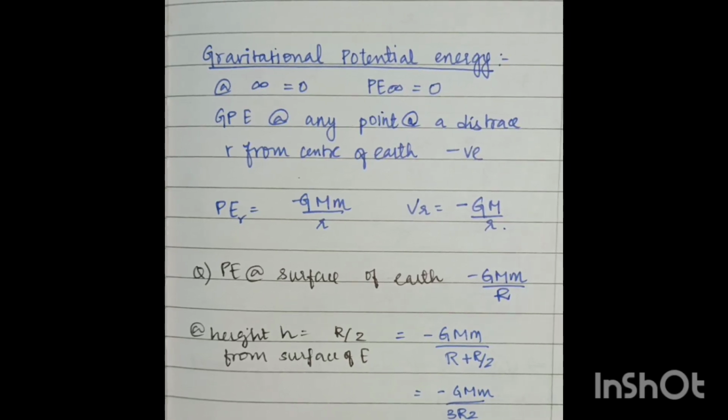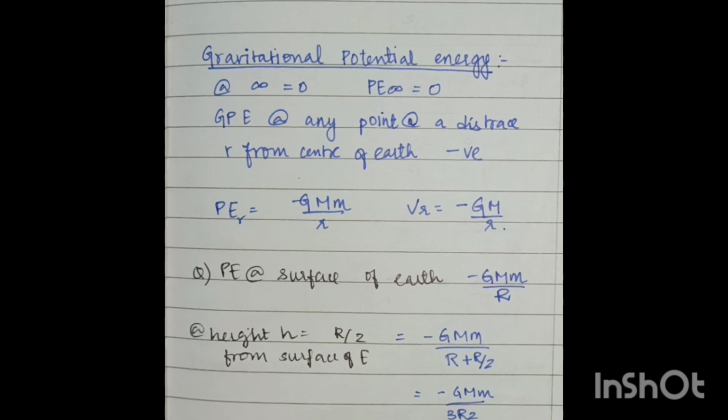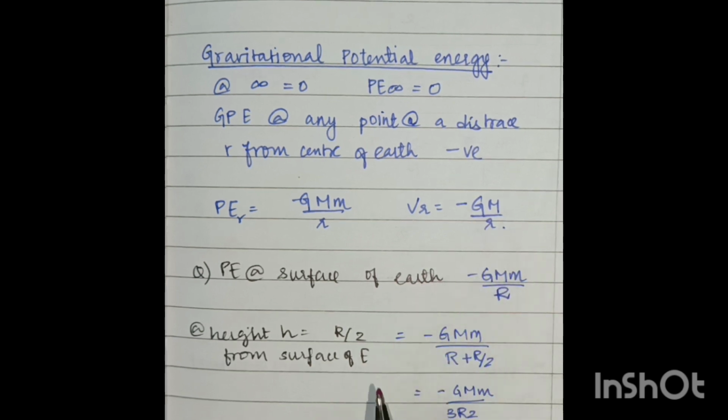So gravitational potential energy at infinity is 0, that we have already seen, and gravitational potential energy at any point at a distance r from the center of the earth is negative. That point also we have already seen. And what is the formula for finding gravitational potential energy? That is minus GMm by r. While what is the gravitational potential? It is minus GM by r.